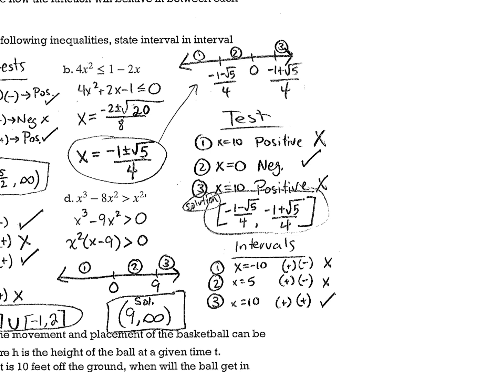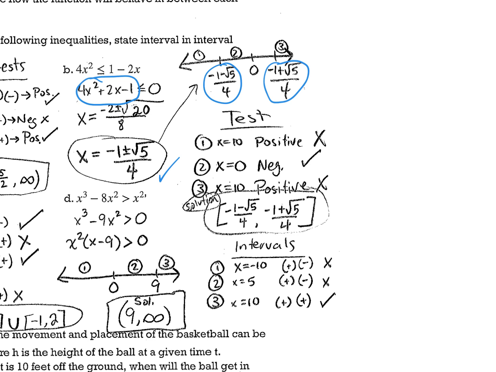So B was a little bit of a mean one. You can see here, this quadratic, not factorable. So we had to solve another way. I chose the quadratic formula. And what I found was that the 2 zeros were -1 minus √5/4 and -1 plus √5/4. Just the same as the other problems, that creates 3 different intervals, and we plug in values.